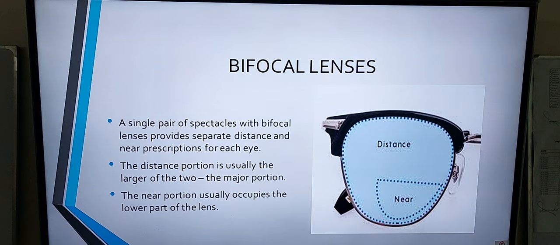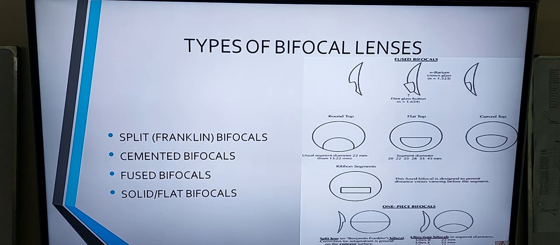Okay, so generally in bifocal lenses, the larger part of the lens, usually the superior major portion, provides the distance correction. And the near portion is usually the smaller part, located inferiorly, and it provides the near correction. There are different types of bifocal lenses. We have the split Franklin bifocals, the cemented bifocals, fused bifocals, and the solid or flat bifocals.